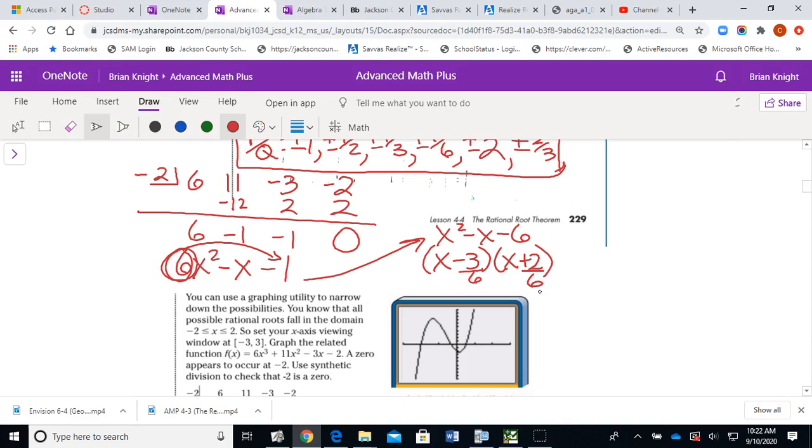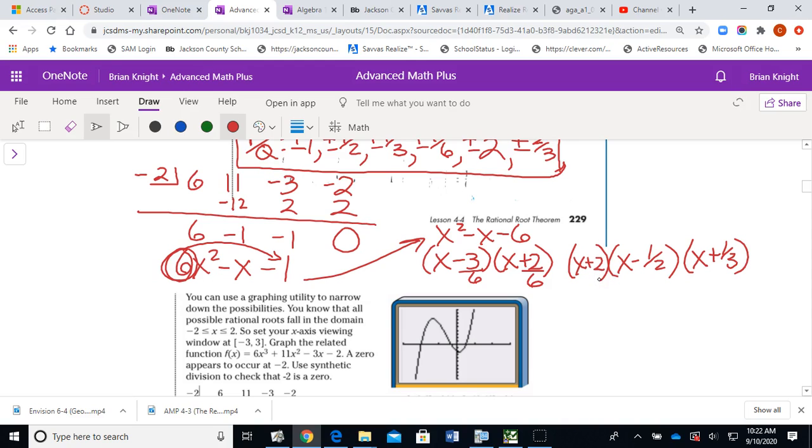So our final answer, we got, let's see here, x minus 1/3, x plus 1/2. Oh, I'm sorry. I got my numbers mixed up. It's x minus 1/2 and x plus 1/3. Okay? And then what's my other factor? X plus 2. So I'll just put it right here.